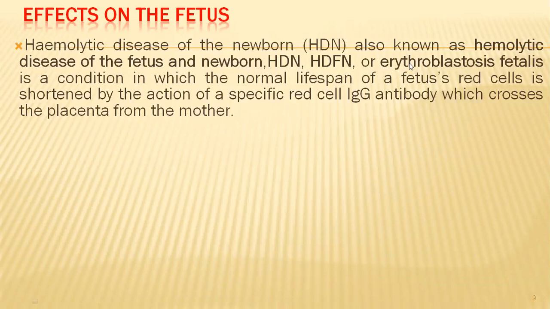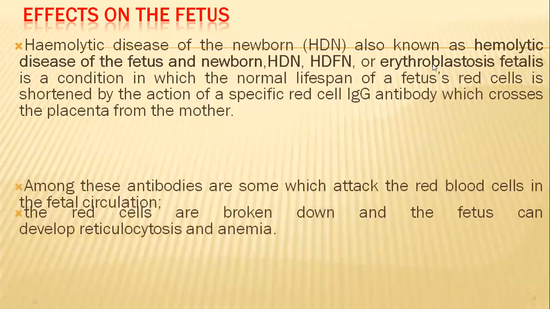Why is it called erythroblastosis fetalis? It's because when the red blood cells of the fetus are being attacked by the antibodies against the D antigen, most of these red blood cells will be destroyed. So the bone marrow will be very active and will start releasing immature red blood cells with a nucleus, which are called erythroblasts. These erythroblasts will increase in circulation. That's why it's also referred to as erythroblastosis fetalis.